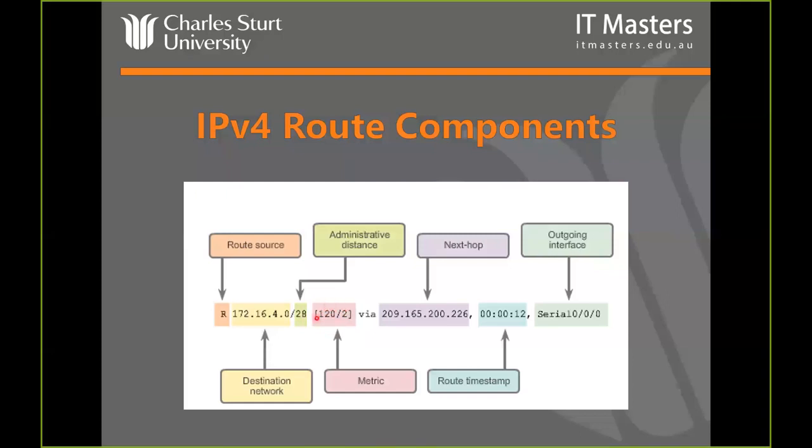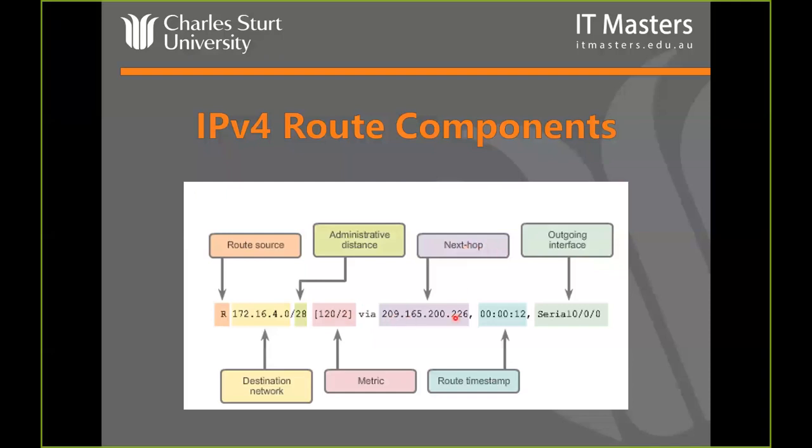So the 120 there is the administrative distance of RIP. And this is the hop count. So we've got administrative distance and hop count. Just keep in mind that that arrow there, administrative distance, should be pointing to the 120. Okay, Apollo, I'm not sure why that graphic's like that, but that's incorrect, so please take note of that. So 120 is administrative distance, 2 is the metric.